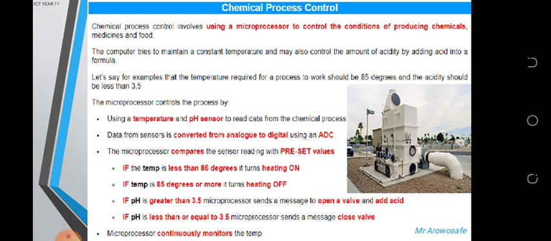The next condition: if pH is less than or equal to 3.5, the microprocessor sends a message to close valve. So it means they have enough acid, that is 3.5. If pH is less than or equal to 3.5, it is still acceptable here. So the microprocessor will send a message to close valve. So at this junction, the microprocessor continuously monitors the temperature.